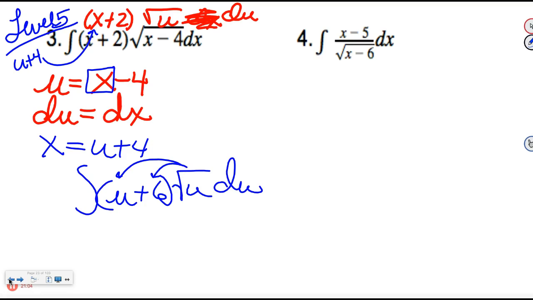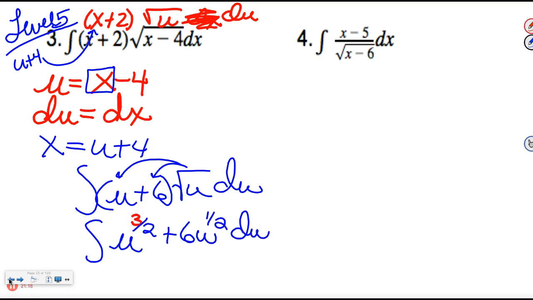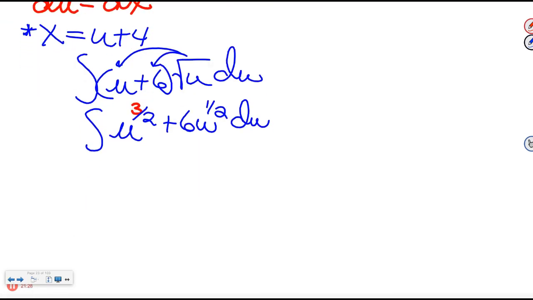You with me, Elizabeth? I'm slowing down. Right, I always do when I hit level 5 because I just got to let it process. u times root u would be u to the 3 halves when I distribute, and then plus 6u to the 1 half. I'm following procedure. I just had to make this little move right here to keep going with the asterisk by it. All right, Brad, what's the antiderivative of u? Well, I've already picked on you today. And Butterbean. Harry, what's the antiderivative of u to the 3 halves?